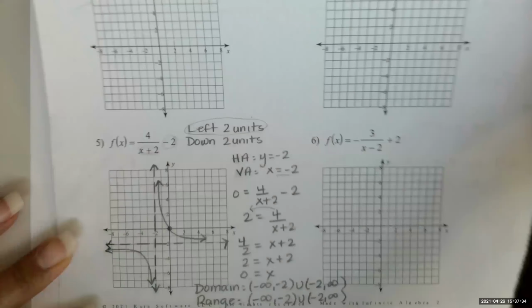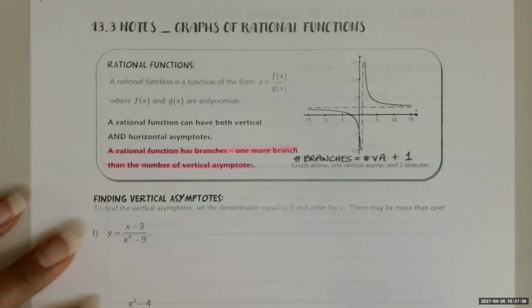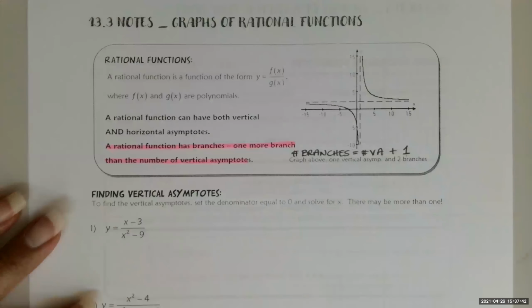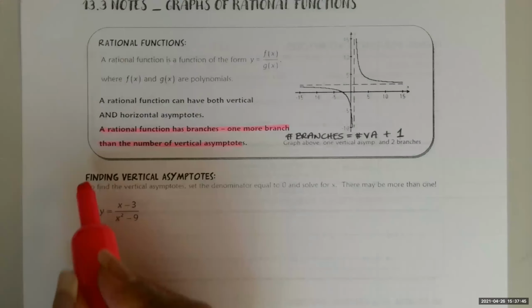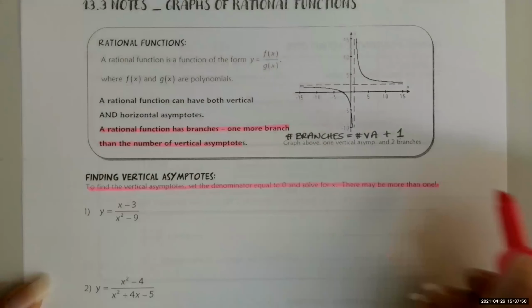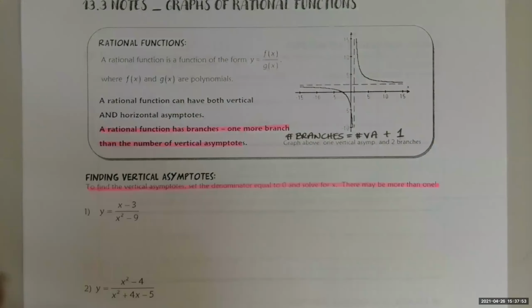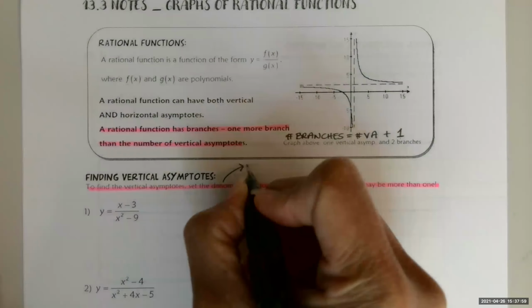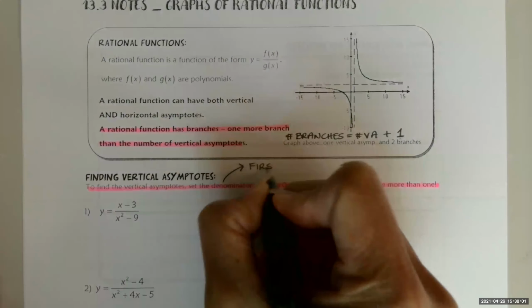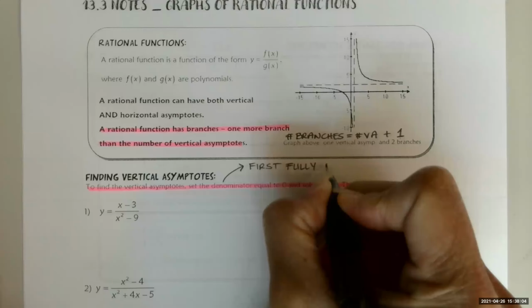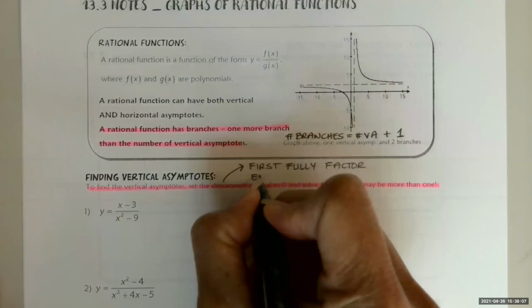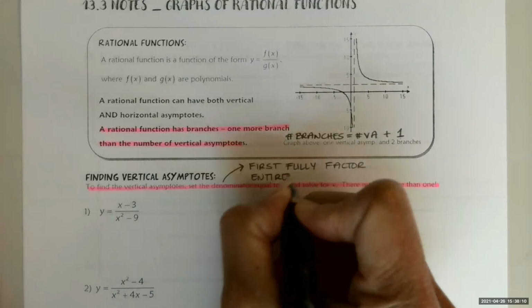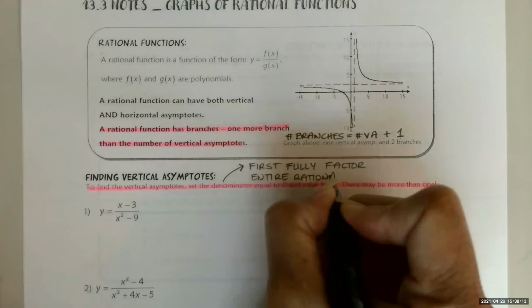So here's what we do. Highlight along with me if you are one to highlight in your notes. To find vertical asymptotes, here's what you're going to do. You are going to set the denominator factors equal to 0 and solve. Now, before you do that, first fully factor your entire rational. And when I say entire rational, I mean factor the numerator and denominator.